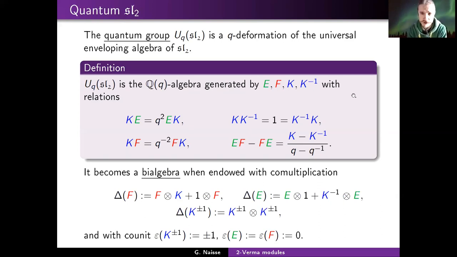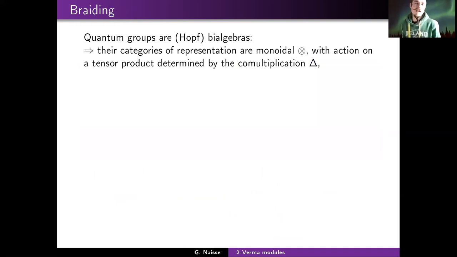And of course you can do this already for the enveloping algebra of SL2. But the difference now is that you don't get something that is co-commutative, because you have this parameter, well, it is the variable K here that makes your co-multiplication non-co-commutative. So you get a bi-algebra that is neither commutative nor co-commutative. And this is actually basically what characterizes quantum groups. Okay. And so actually, more than being bi-algebras, these are Hopf algebras, but we don't need to care about the Hopf structure for this talk.